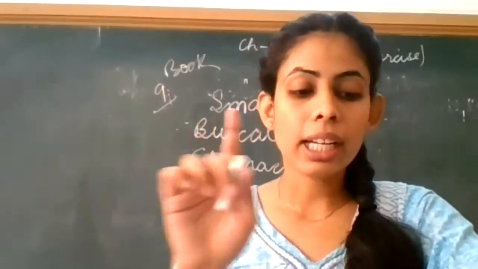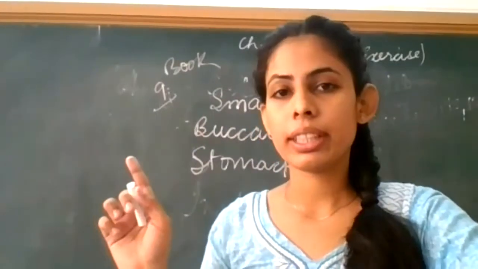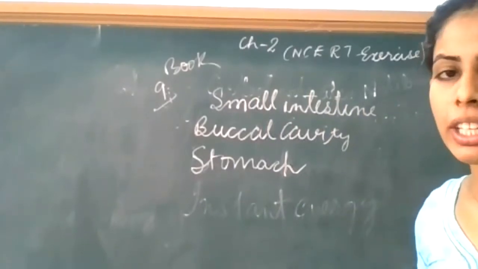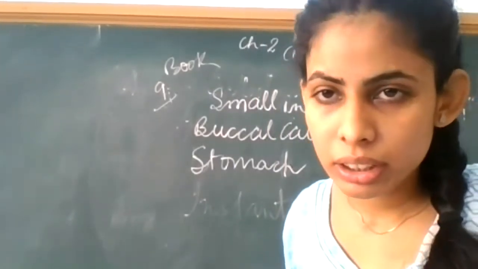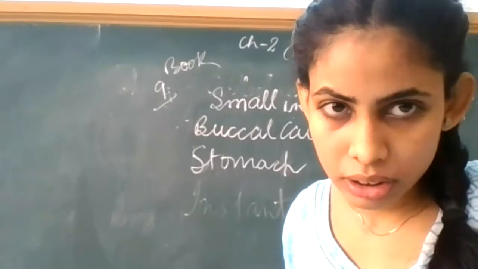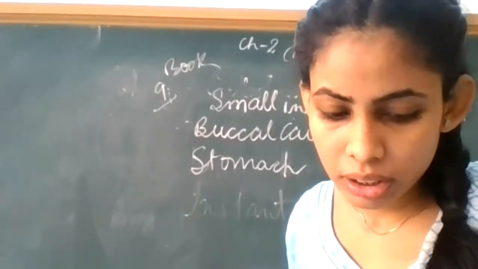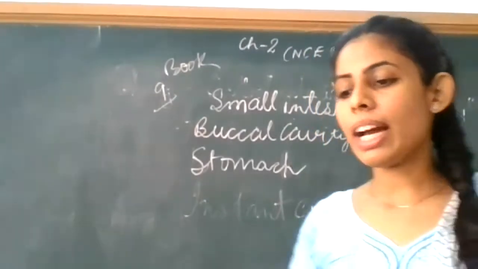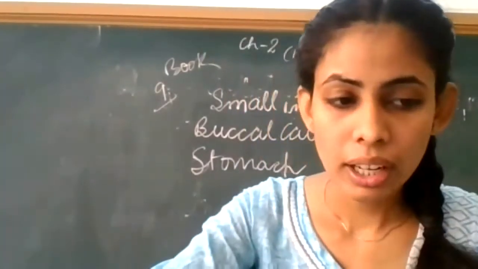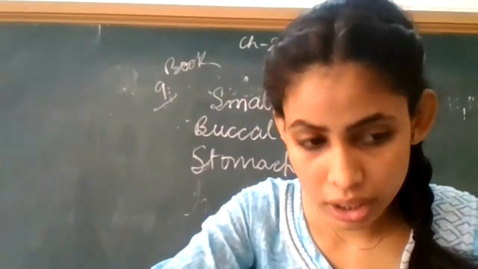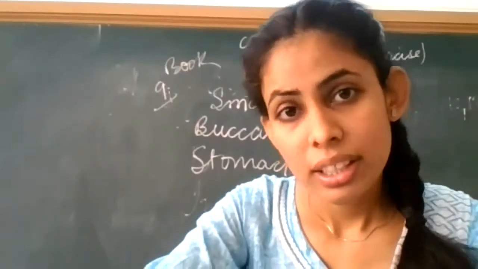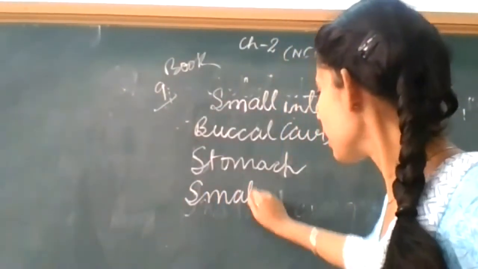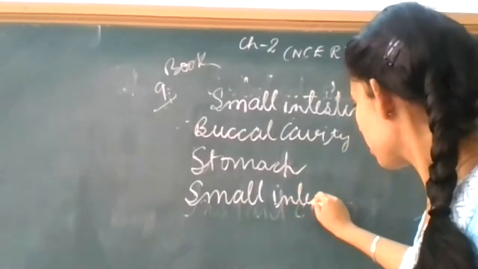Now next, complete digestion of food. Tanvi, complete digestion किस part में होता है हमारे? Large intestine. No, large intestine is the part in which the undigested food goes. Full digestion. Small intestine. Yes, small intestine.